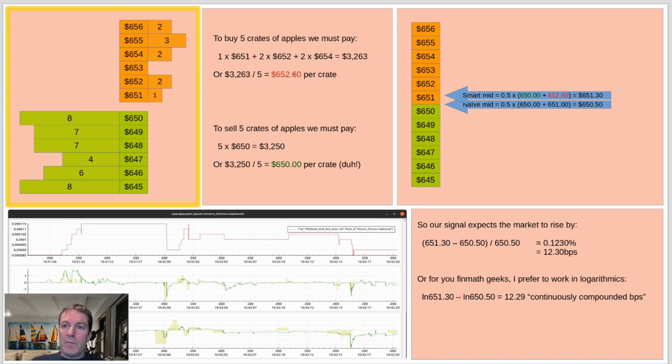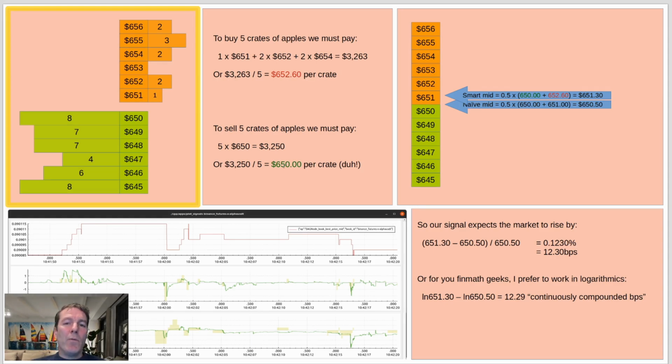Similarly, what would we receive if we sold 5 crates of apples? Well, in this particular case, there are 8 people out there ready to buy them for $650. So we're going to be able to sell them all for $650 a piece. Average price, $650. Simple.